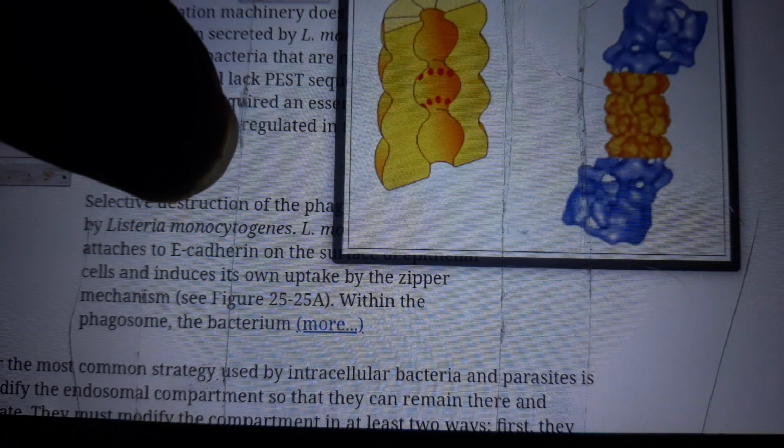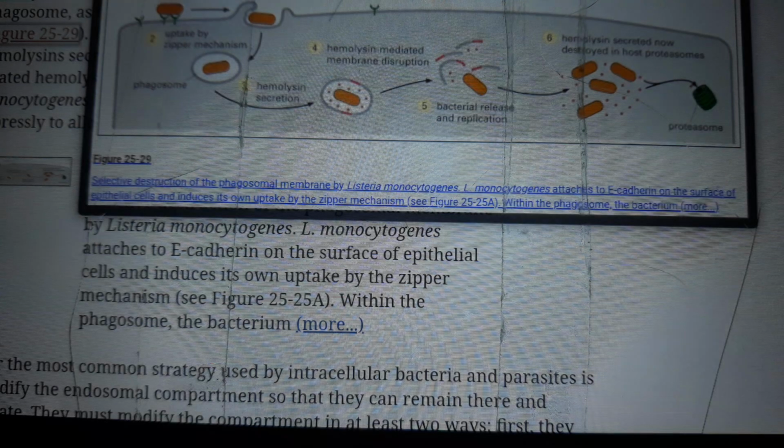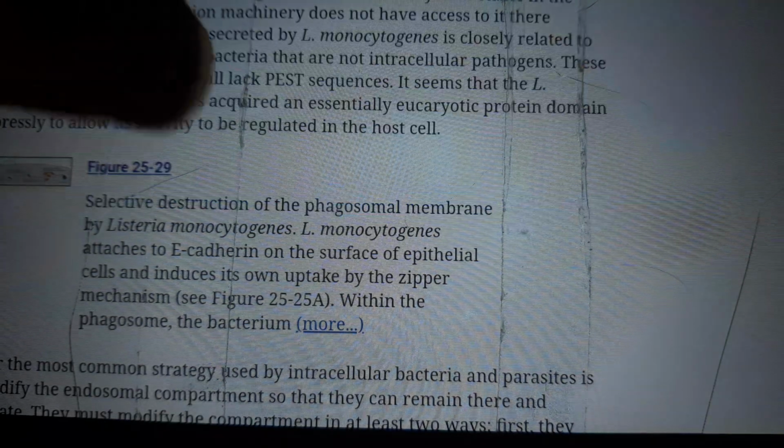is this. Take a screenshot. Figure 2529 is this. Take a screenshot. Moving on.